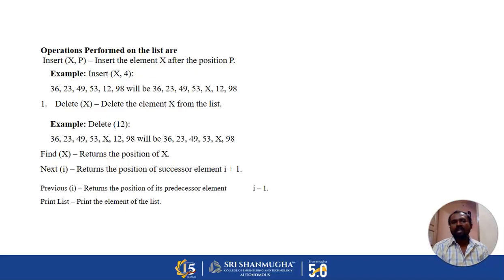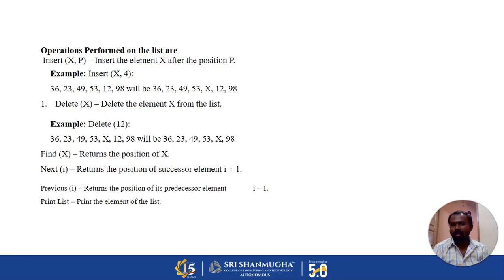Okay, next, the operations performed on the list. Insert x comma p: insert the element x after the position p. Example: insert x comma 4 on the list 36, 23, 49, 53, 12, 98 will give 36, 23, 49, 53, x, 12, 98. Here x means the new node being inserted. Delete element x from the list: as an example, we assume 12. The list 36, 23, 49, 53, x, 12, 98 will become 36, 23, 49, 53, x, 98, as 12 is deleted and we move on to 98.